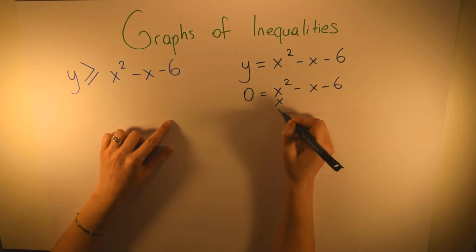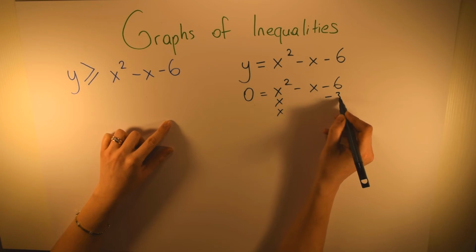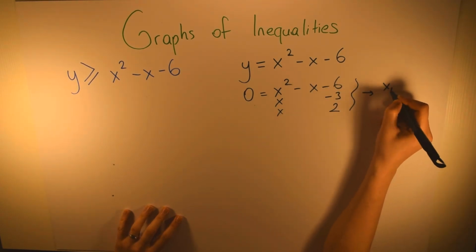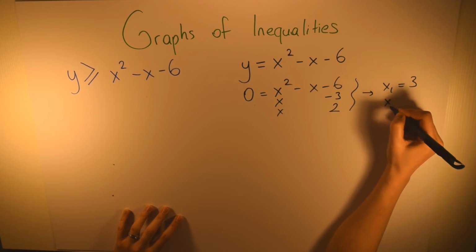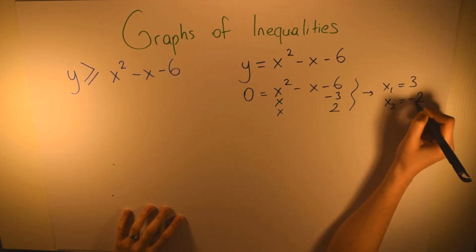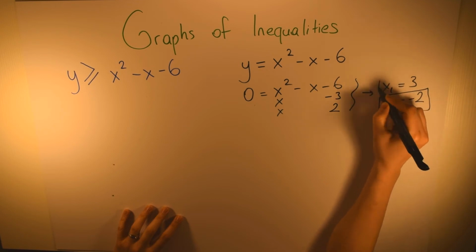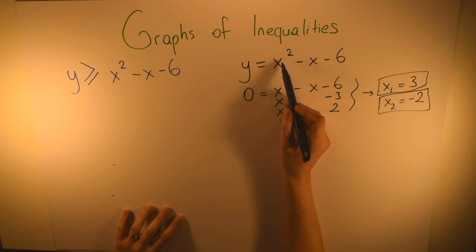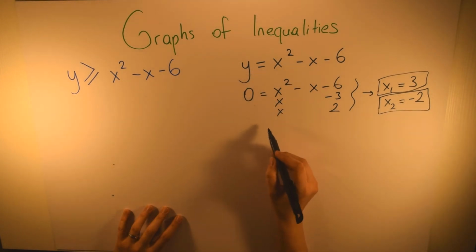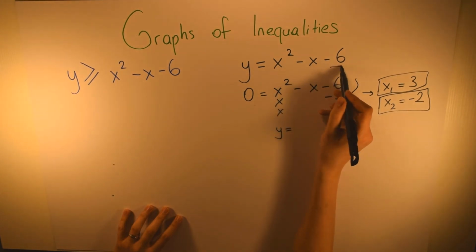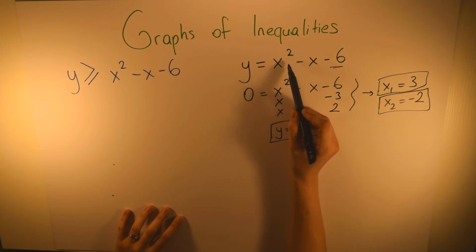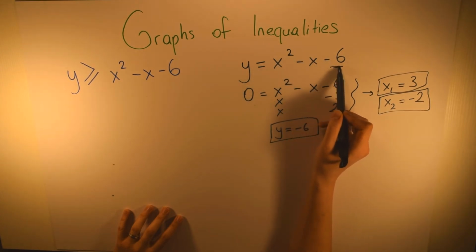From here it's x and minus 3 and plus 2. It's minus 3x plus 2x, yes. And now from here we will get our x1 is equal to 3 and our x2, which is equal to minus 2. So these are our x-intercepts. And then when you put 0 instead of x here, you will find your y-intercept, which is equal to minus 6, right? Because when you put 0 instead of x here, it will be 0, and then we will find minus 6.